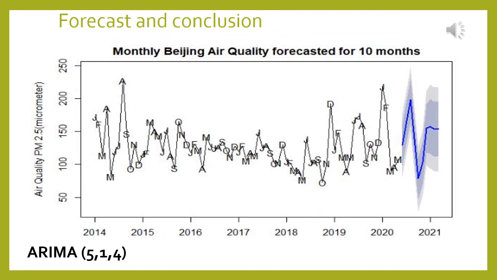The forecast over the next 10 months appears to suggest that there won't be a significant change in the PM 2.5 levels when compared to that of 2019, with it remaining relatively steady at around 150 micrograms per cubic meter. The level of variance also appears relatively equivalent to that of 2019.